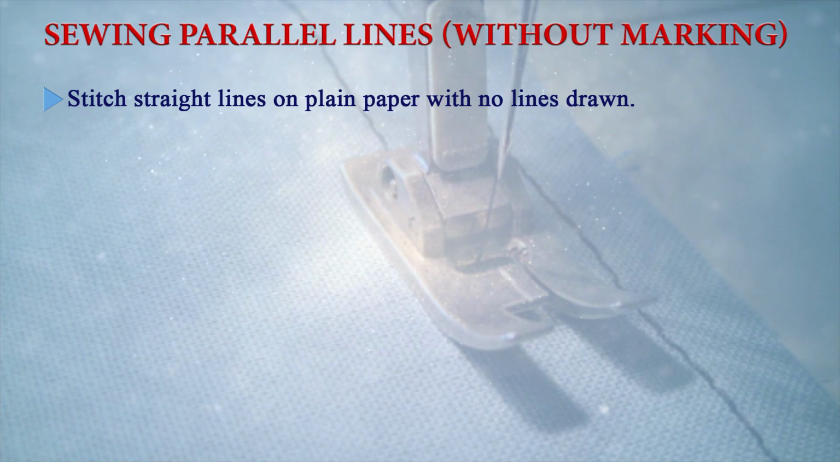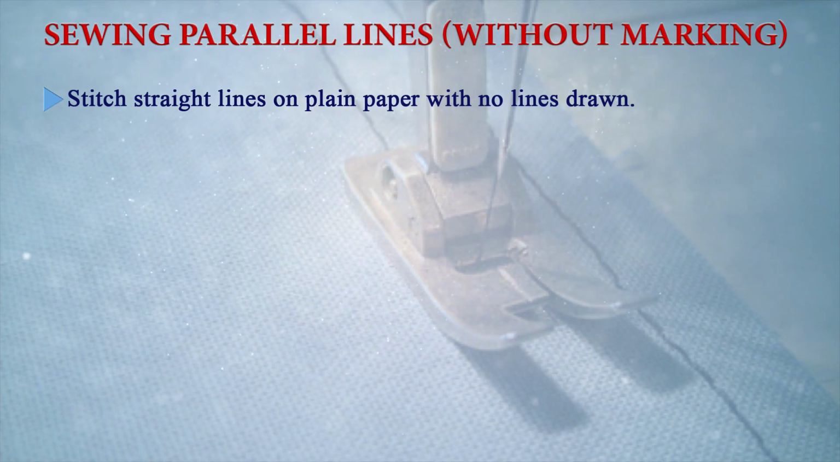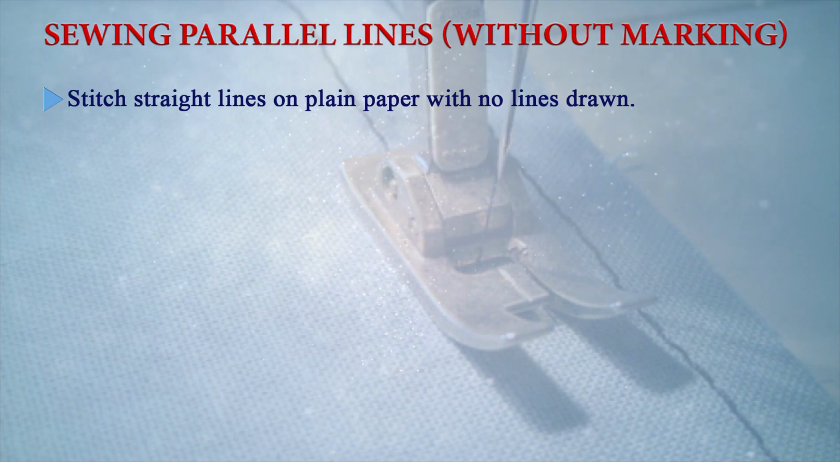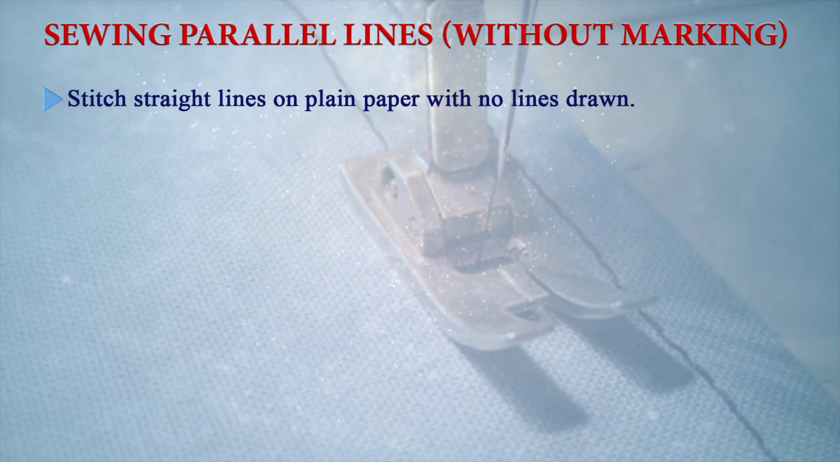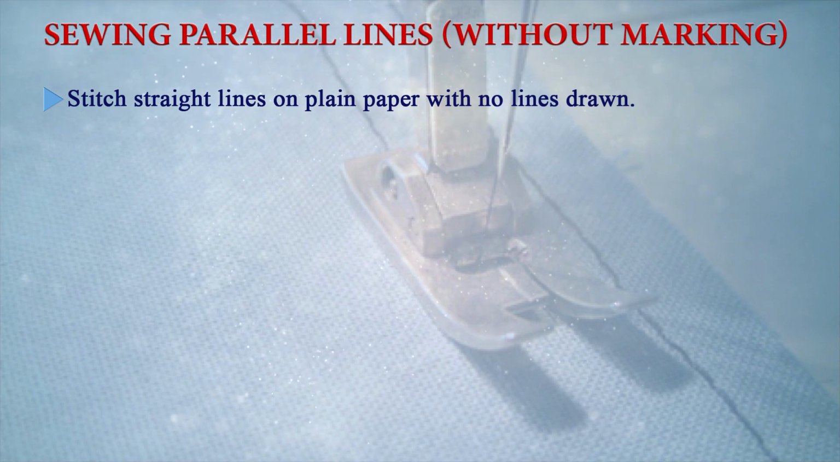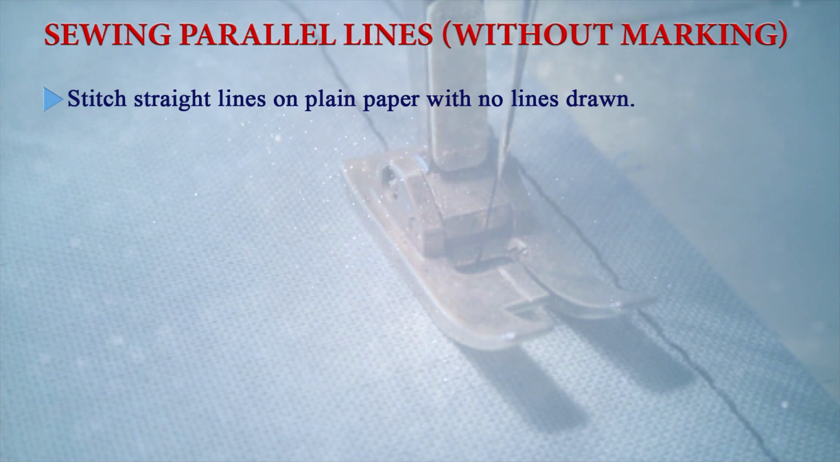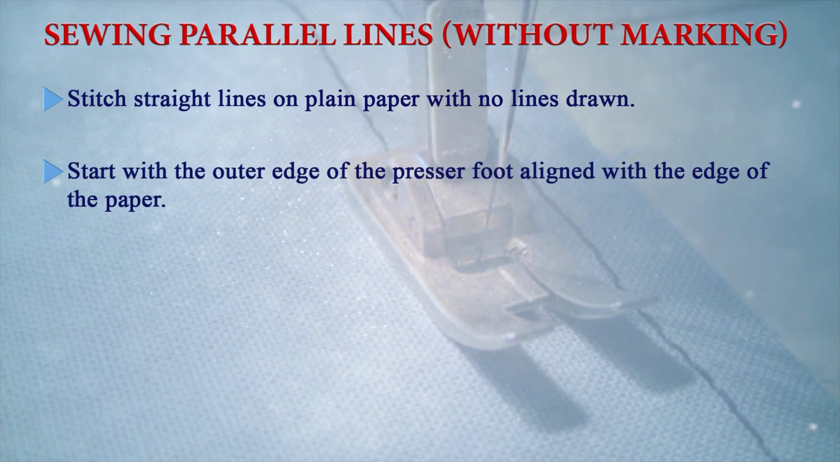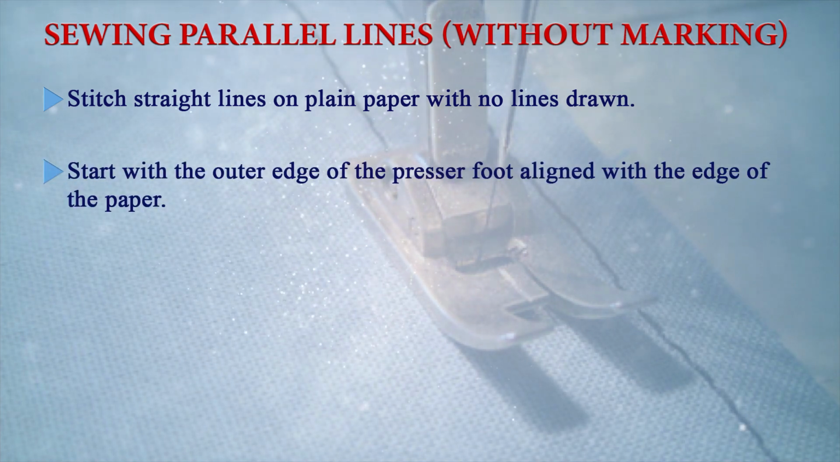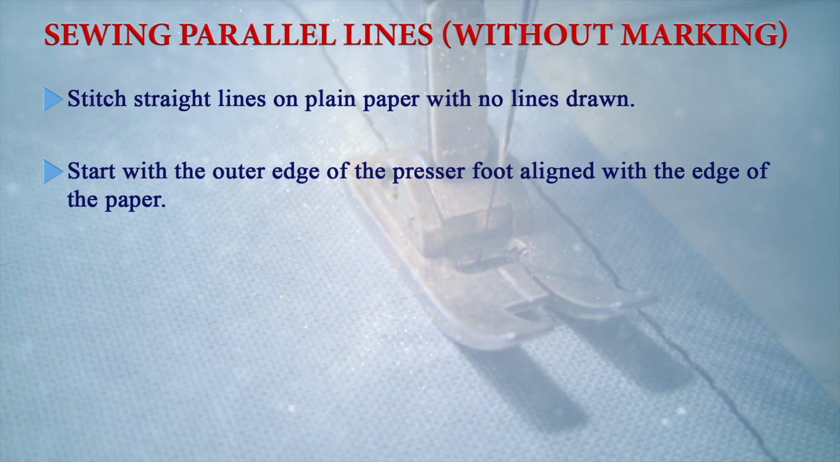Earlier we drew a line on a paper and did the stitching practice on that line. After we have done that practice, we stitch straight lines on a plain paper without drawing any line. We start with the outer edge of the presser foot aligned with the edge of the paper.